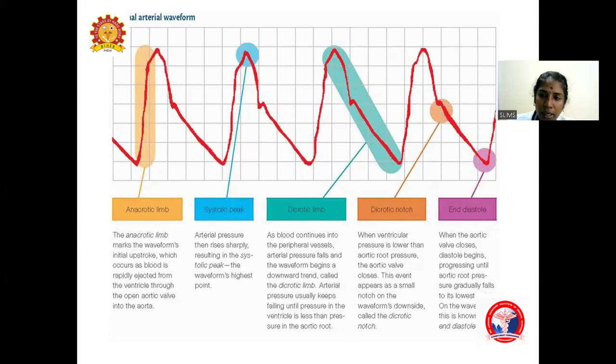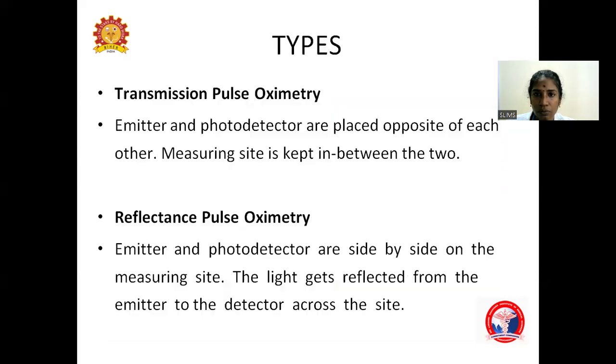Then moving on to the end diastole. When the aortic valve closes, then the diastole begins, proceeding until the aortic root pressure gradually falls to its lowest level. This waveform is known as the diastole, end diastole.